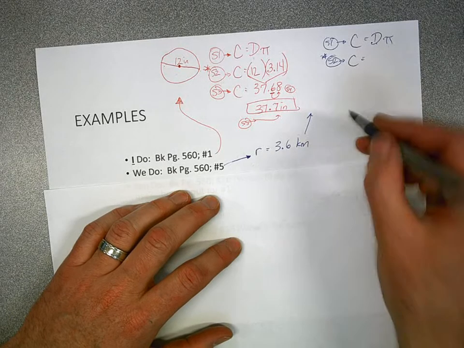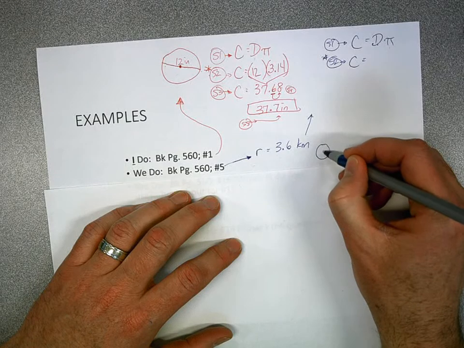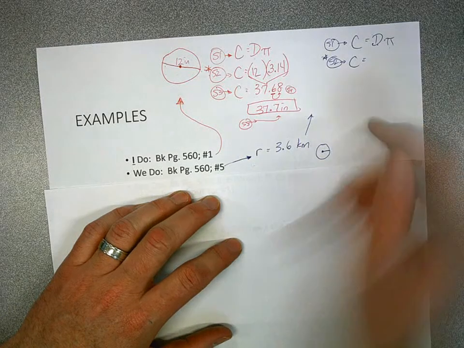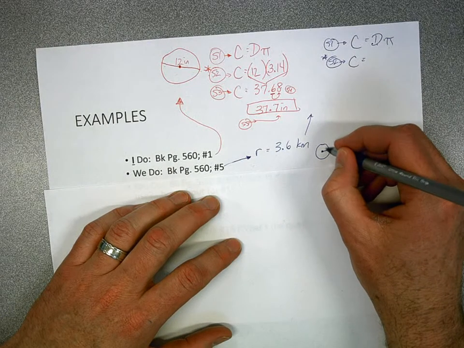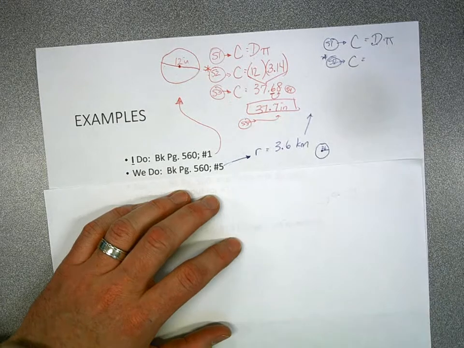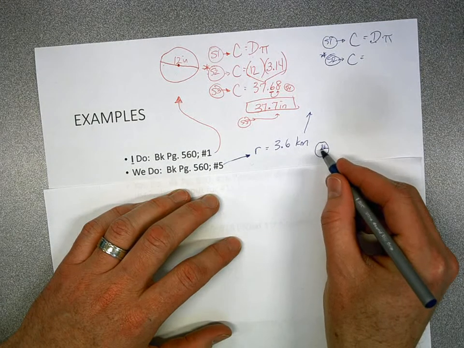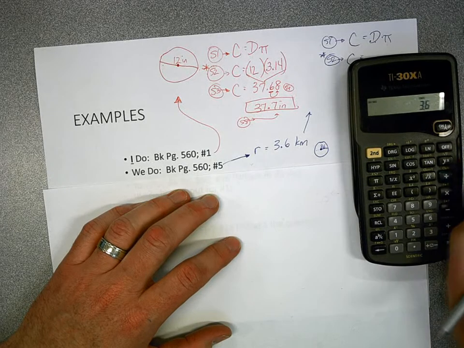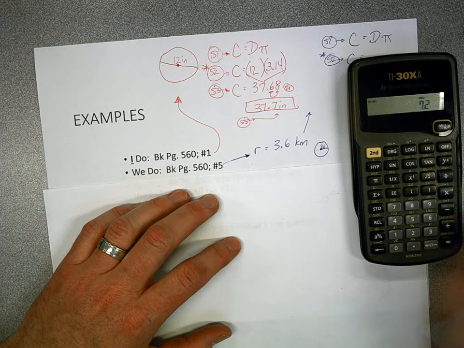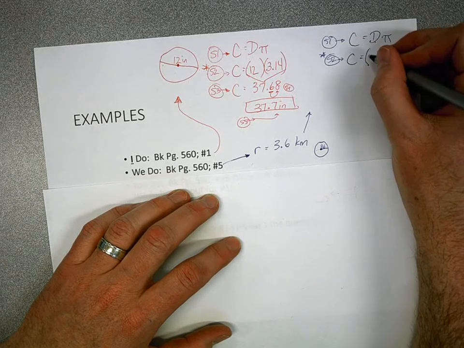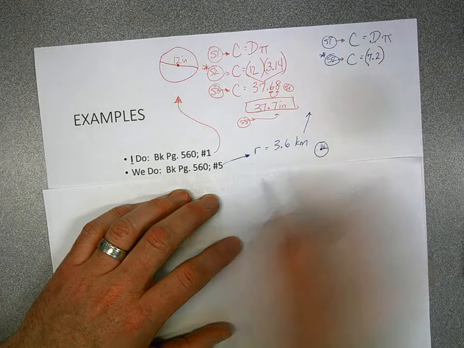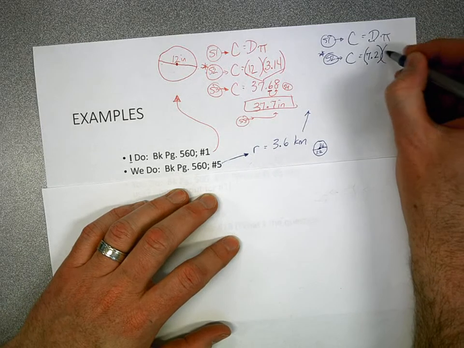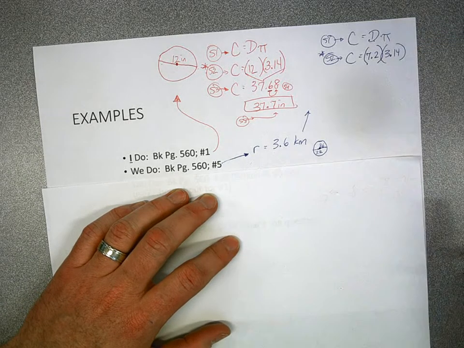Remember, the radius is from the center to the edge of the circle, to a point on the circle. That is 3.6. However, diameter is twice as big. Most of you can do that in your head. With a calculator, 3 and 6/10 times 2 equals 7 and 2/10. So 7 and 2/10 is the diameter. That's what I'm plugging into my formula. Pi is 3.14.